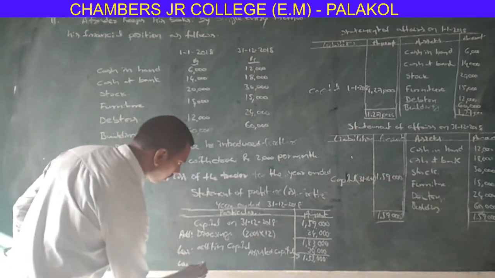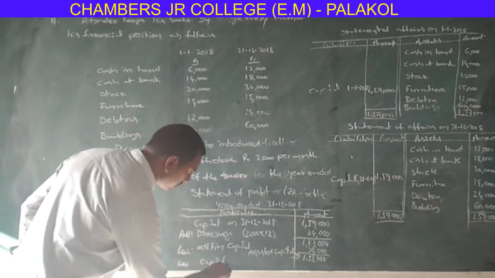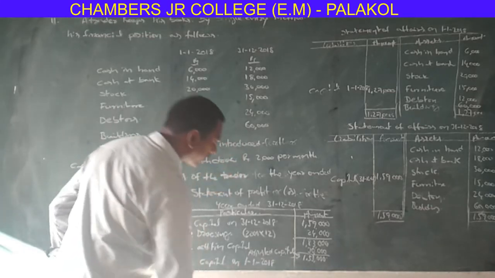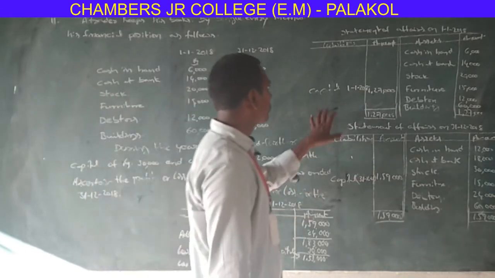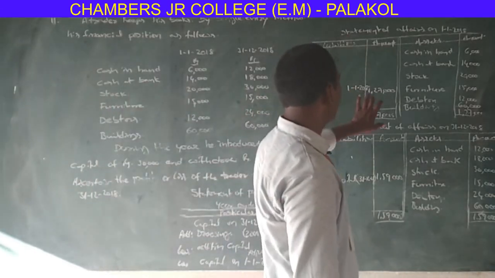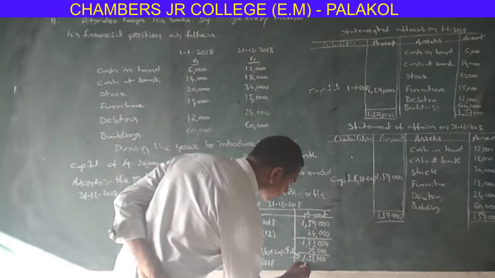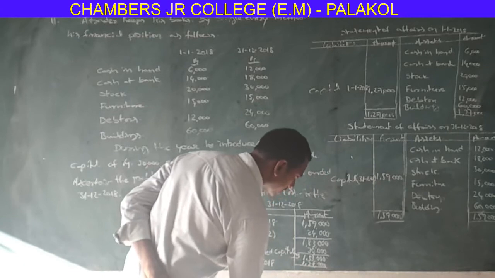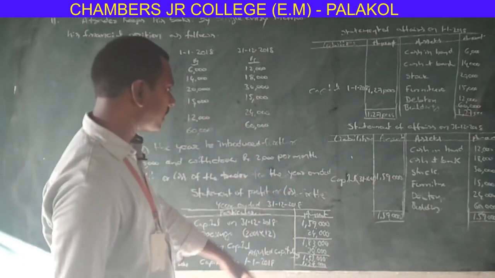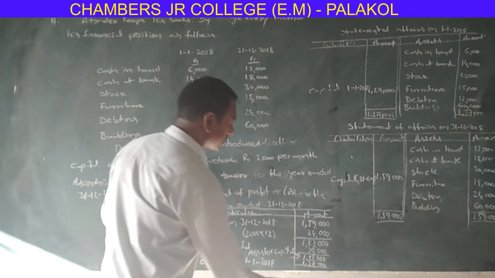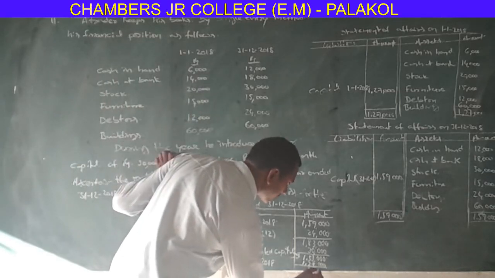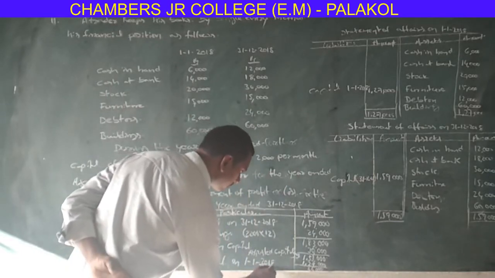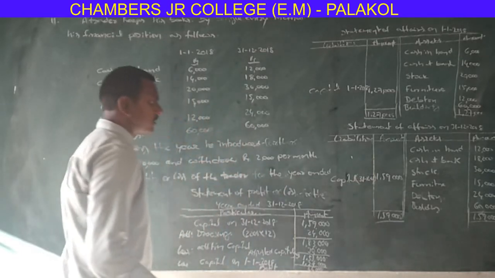Now less opening capital, or capital on 1/1/2018. This is the opening capital amount, 1,27,000. So 1,53,000 minus 1,27,000. The difference between these two is 26,000. 26,000 is the profit.